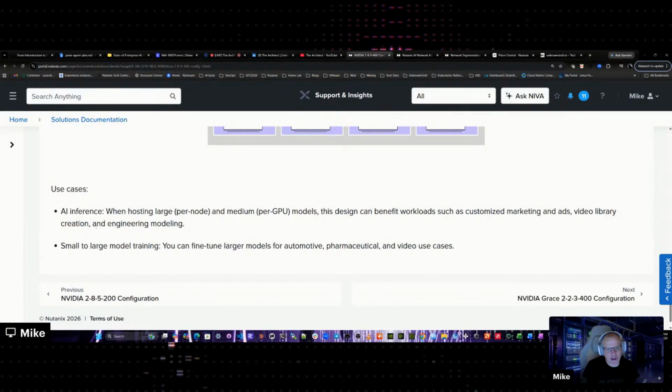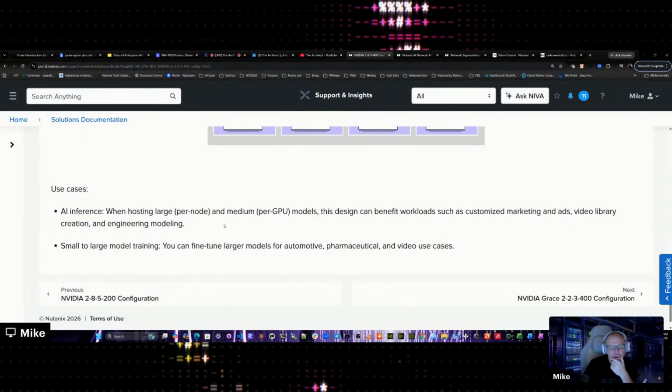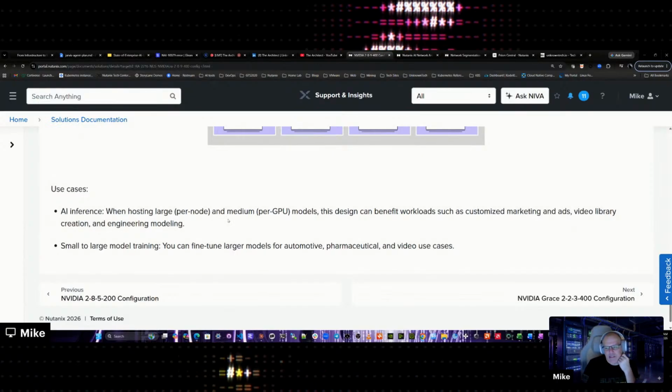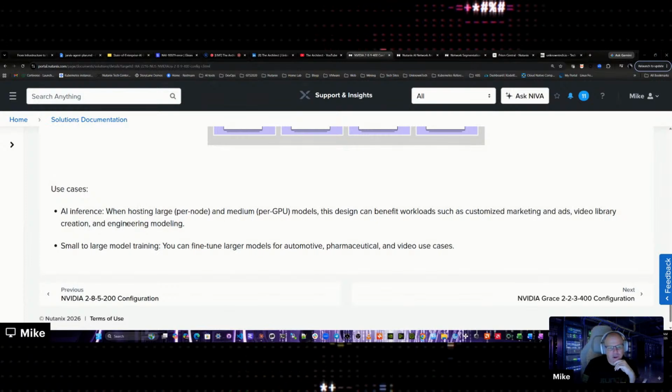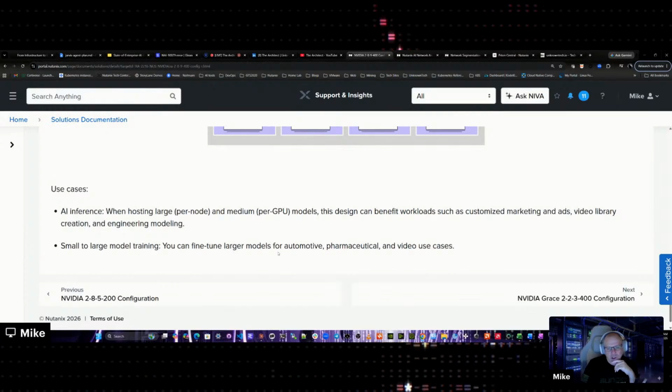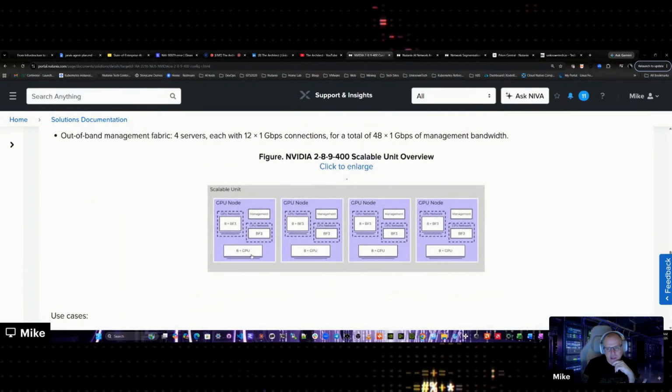This is basically hosting large per node, medium per GPU models. This design can benefit workloads like marketing and ads, video library creation, engineering and modeling. Small to large model training, you can fine tune larger models for automotive, pharmaceutical, and video use cases, okay?